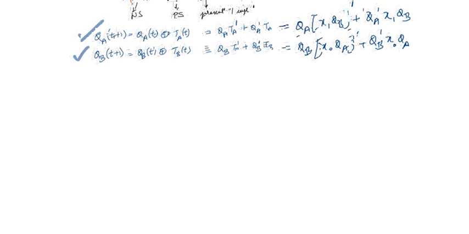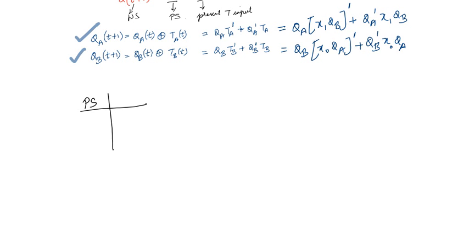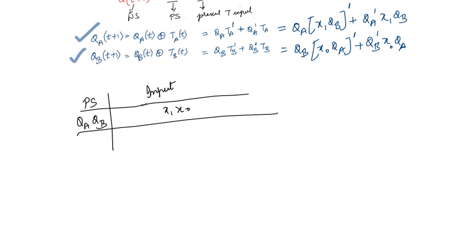Here we have to do it a bit slowly because it's a lengthy expression. So the present state PS, which is your QA and QB, and here we are taking the input. What are the inputs? Inputs are X1 and X0. What are the possibilities of the input? X1 and X0 both can be 0. X1 can be 0, X0 can be 1. X1 can be 1, X0 can be 0. Both can be 1.